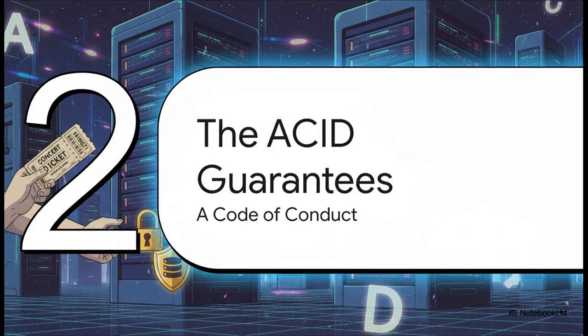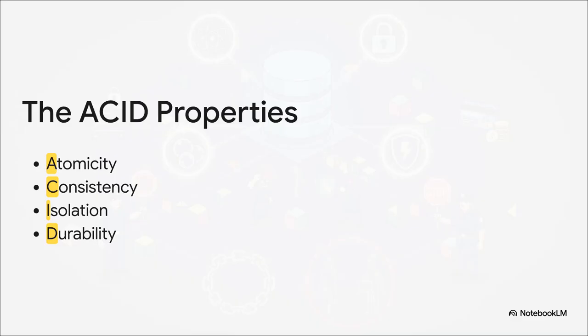To make sure these all-or-nothing promises are actually reliable, transactions have to follow a really strict set of rules. You can think of it as their code of conduct. And it's all wrapped up in this super famous acronym in the database world, ACID. These 4 properties, atomicity, consistency, isolation, and durability, they're the pillars that hold up all of trustworthy data management. So let's break down what each of these really guarantees for your data.